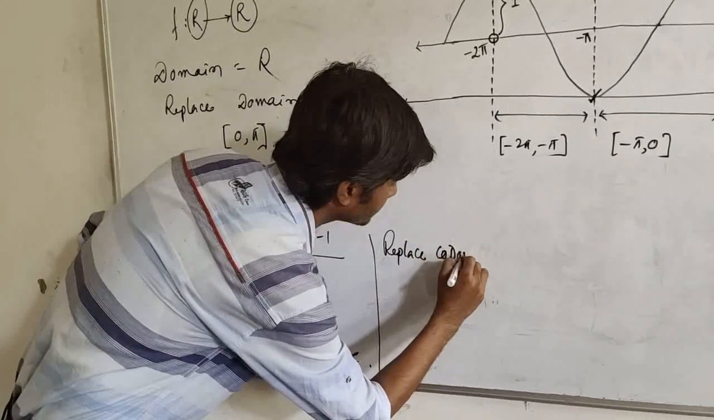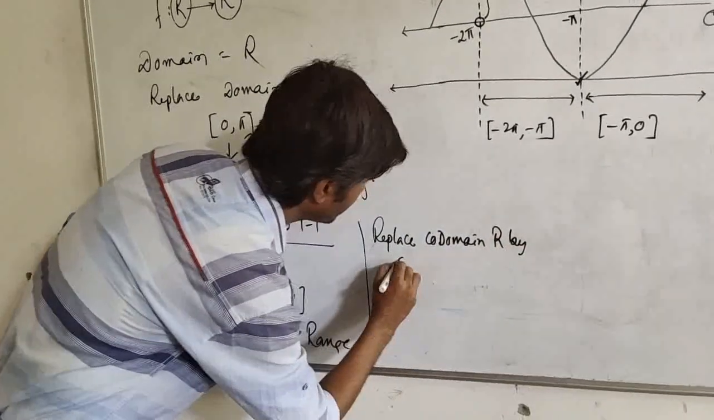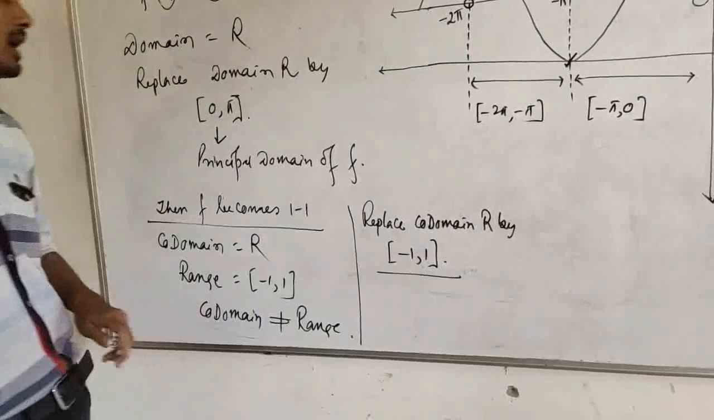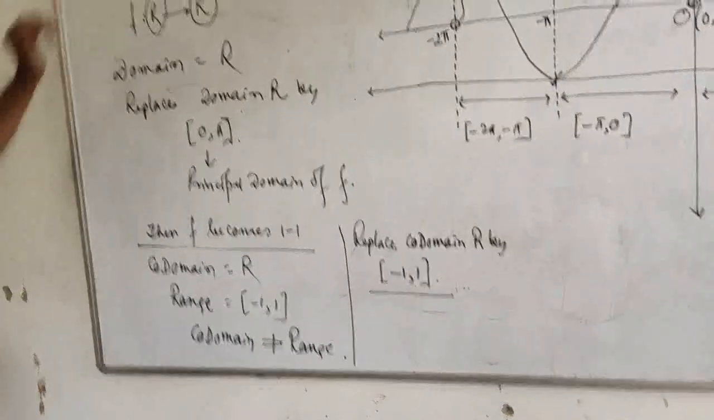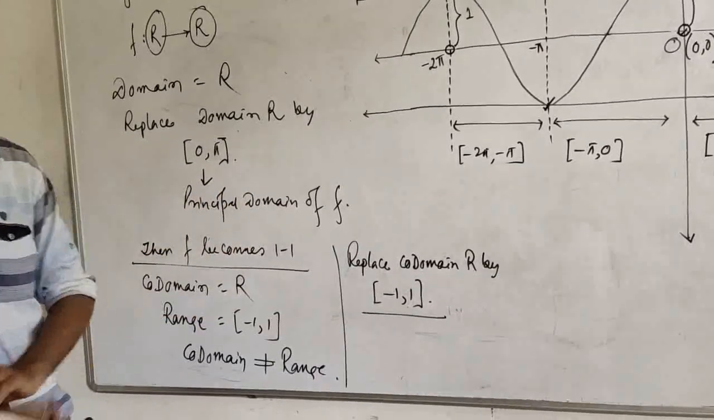codomain R by -1 to 1. So this is how I can make this function a 1-1 function and an onto function.